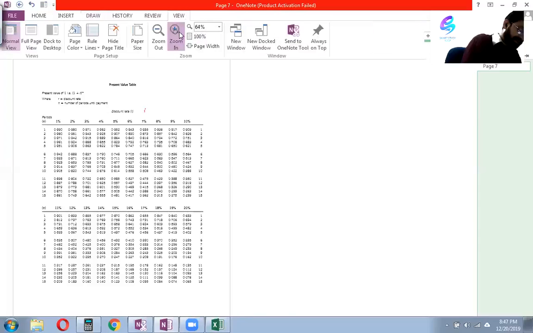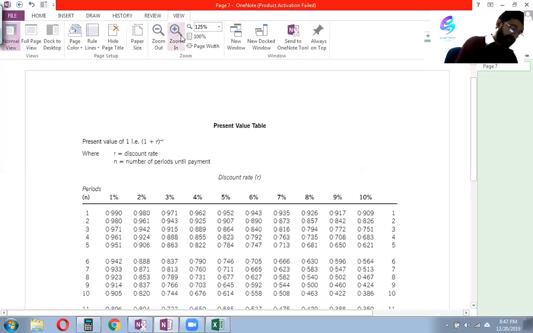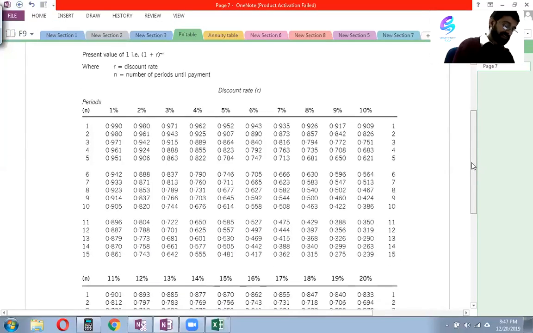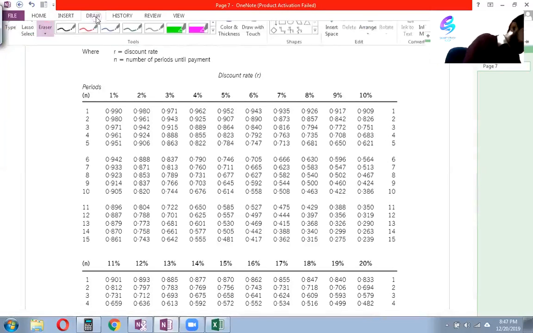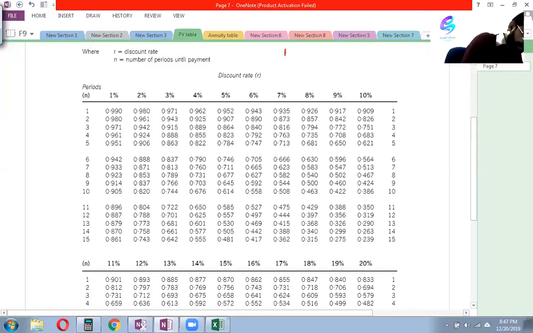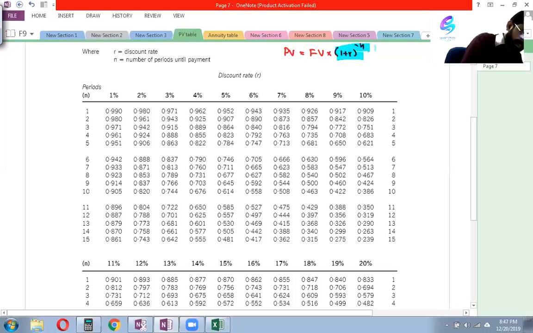And trust me, in your exam, if you are comfortable with the calculator and your spreadsheet, it's actually easier to do it on the spreadsheet rather than looking for the figures in the table, right? So what was the formula? Present value is equal to future value multiplied by 1 plus r raised to the power minus n. Now the value of 1 plus r raised to the power minus n, all these values are actually given in here, right?